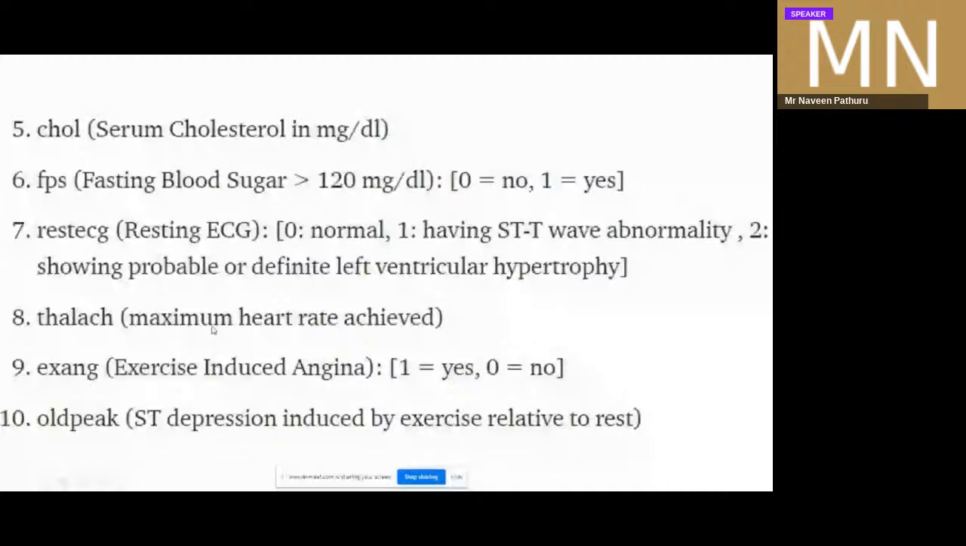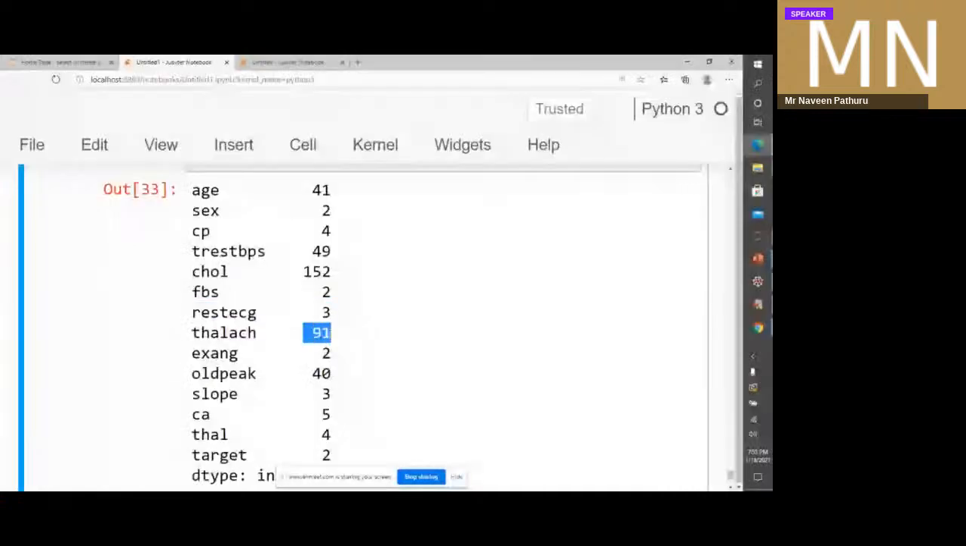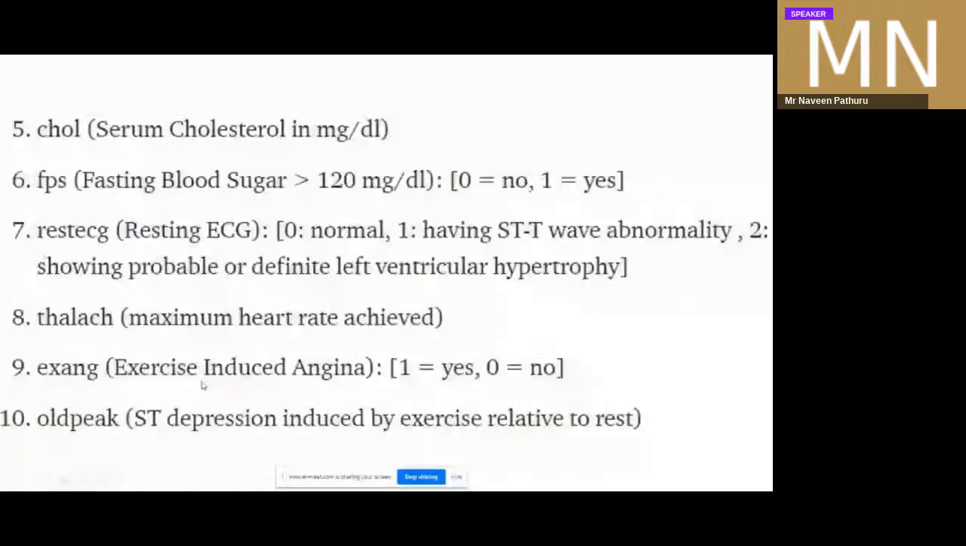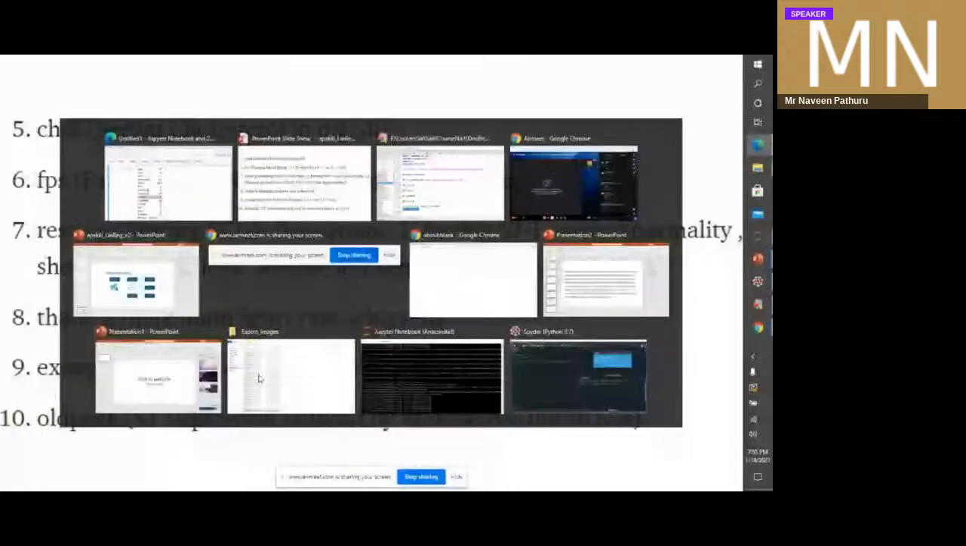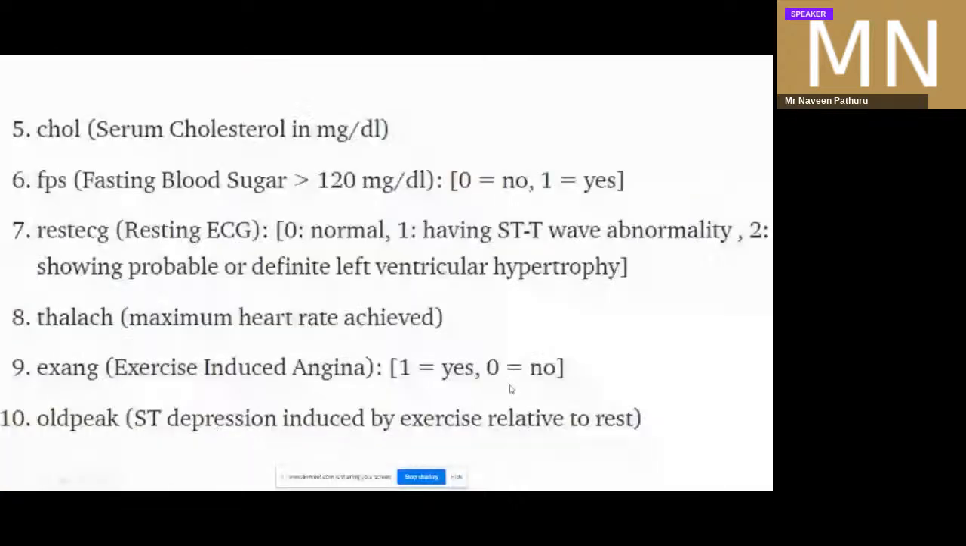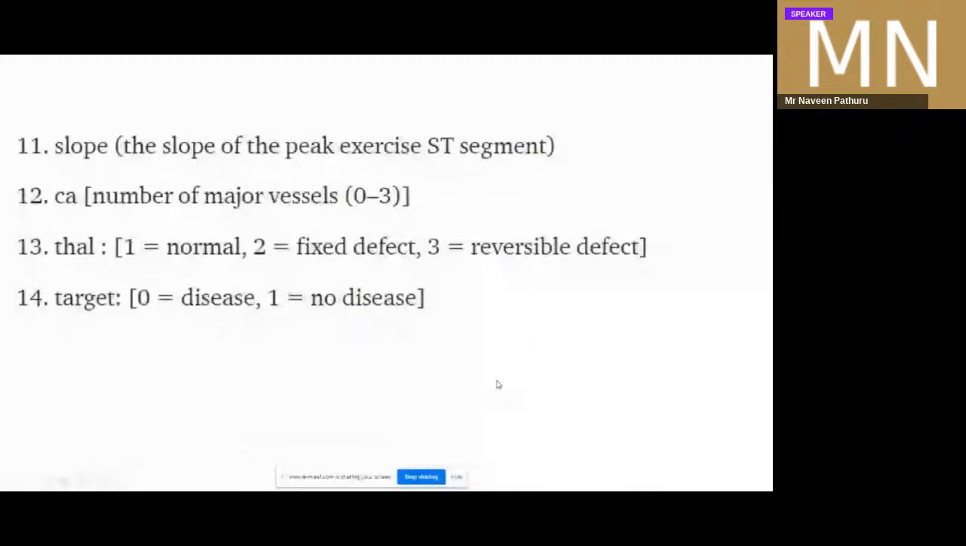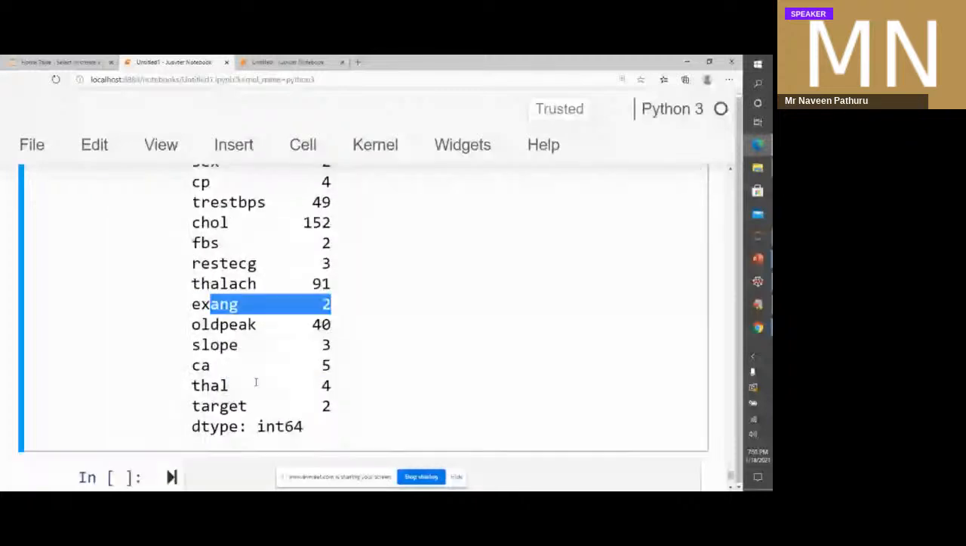Thalach, maximum heart rate achieved. That's about 91. 91 means a lot of values. That's a numeric value. And again, this seems to be categorical. Exercise induced, yes or no? Old peak, that is probably numeric. Depression induced by exercise. Then we have slope again. Slope is 3, that's probably categorical.